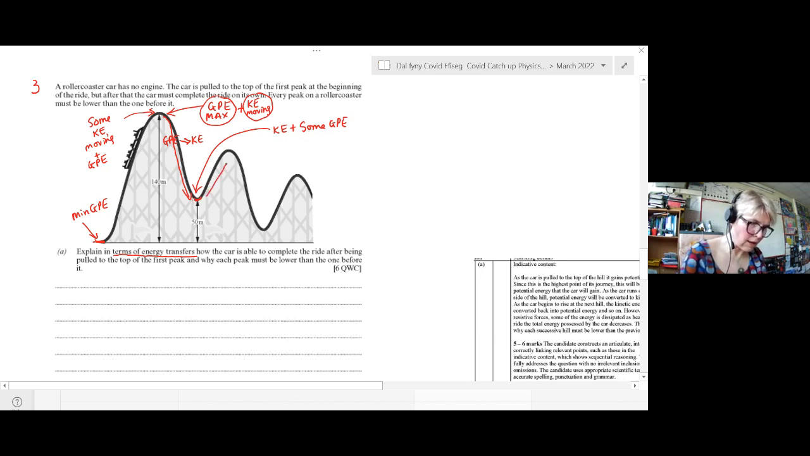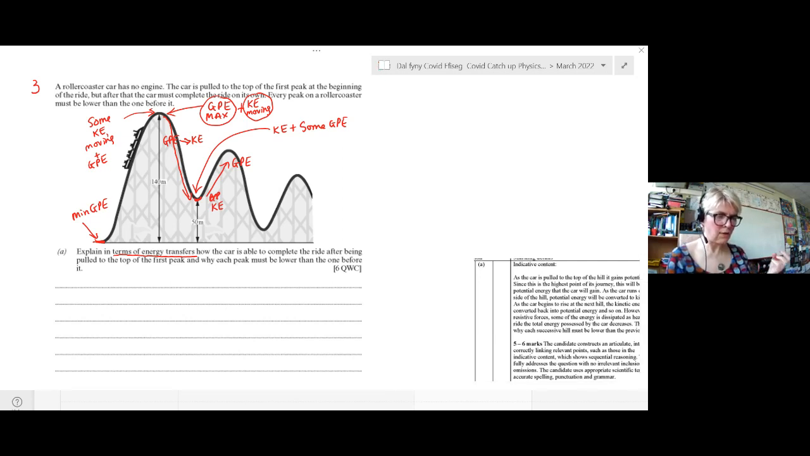Then the kinetic energy at the bottom here will turn back into gravitational potential energy. They're interested in what the energy transfers are. Stick to the question, reread the question, highlight what they want from you and stick to that. Don't go off into forces. Stick to energy, but stick to energy transfers.